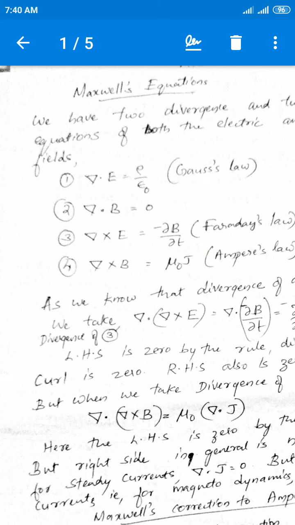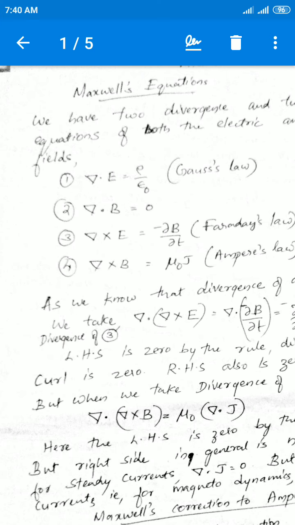So that is the first one, Gauss's law, which is del dot E, divergence of electric field. What is it equal to? It is equal to rho by epsilon 0. What is rho there? Rho is the charge density. Epsilon 0 is the permittivity of free space. You can write it in integral form also: integral E dot dS is equal to q. But we need now only the differential equations.